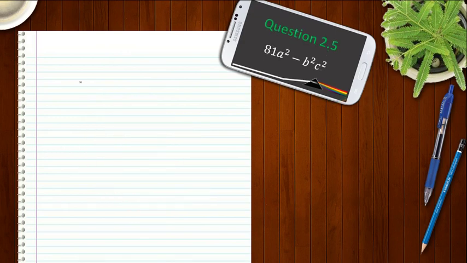Okay, question 2.5. 81a squared minus b squared c squared. So open your two brackets. One is a plus, one is a minus. The square root of 81a squared is 9a, which I write here and here. And b squared c squared is bc over here and here.